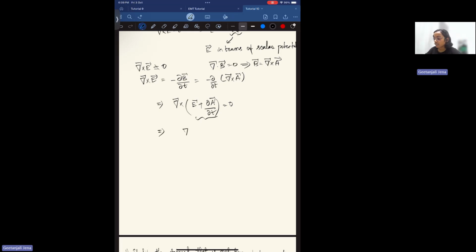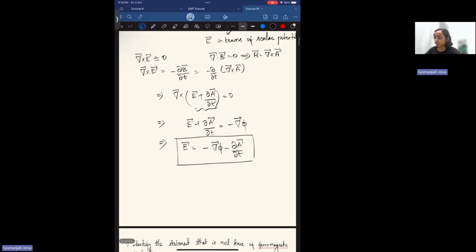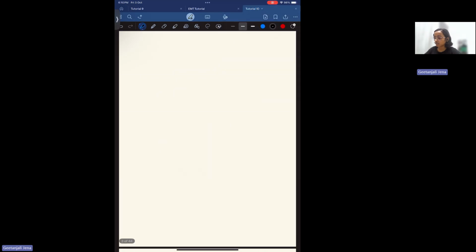That means you can write the whole expression as the gradient of some scalar function, let's say minus gradient of phi. So for this case, we can write the electric field in terms of a scalar function as well as a vector function. This is the complete expression of the electric field when we don't have the electrostatic case.